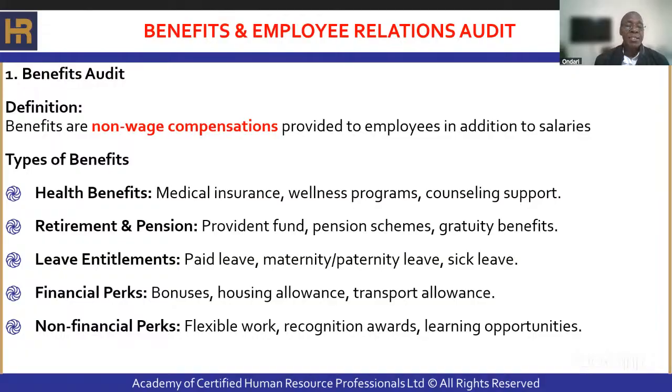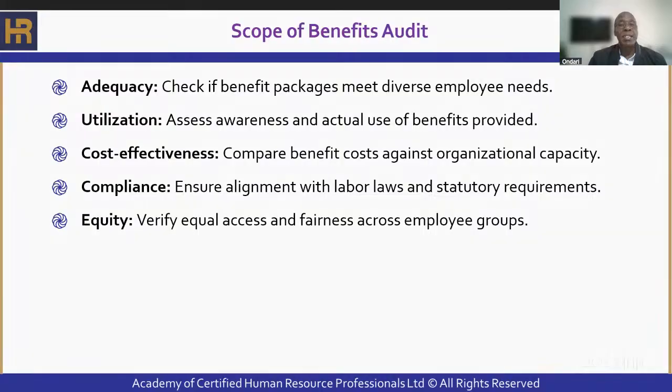Then another benefit is financial perks or perquisites, as they call them. These are bonuses, house allowances, and transport. These are benefits that we give employees so that we can motivate them. And then lastly is non-financial, for example, flexible work hours, where employees can report to work late and leave early. Recognition awards, where we are giving a certificate or a commendation letter. And then learning opportunities is where we train our employees so that they can acquire new skills and knowledge.